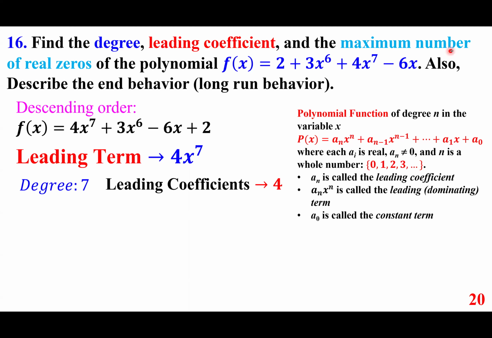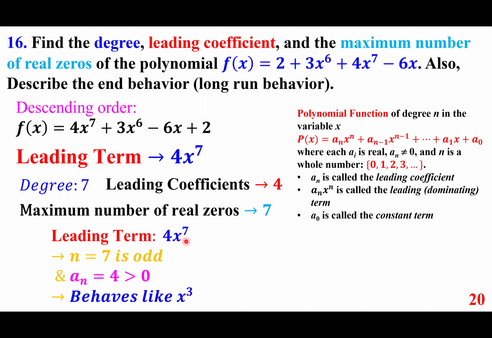Maximum number of real zeros, 7, because the degree is 7. And notice this is odd and this is positive, so the behavior is ultimately like x cubed. Leading term is 4x to the power of 7. N is 7. What matters is that it's odd. A sub n is 4. That means what matters is positive.